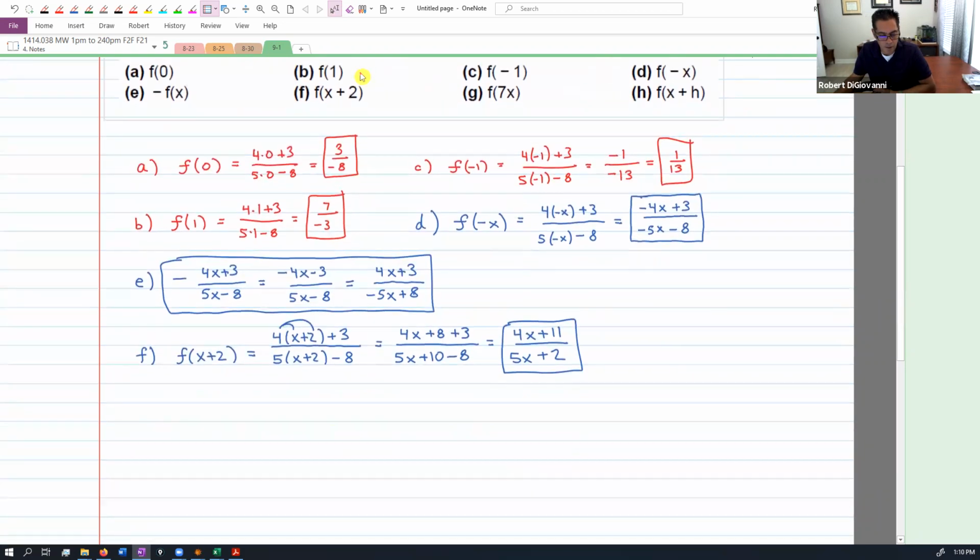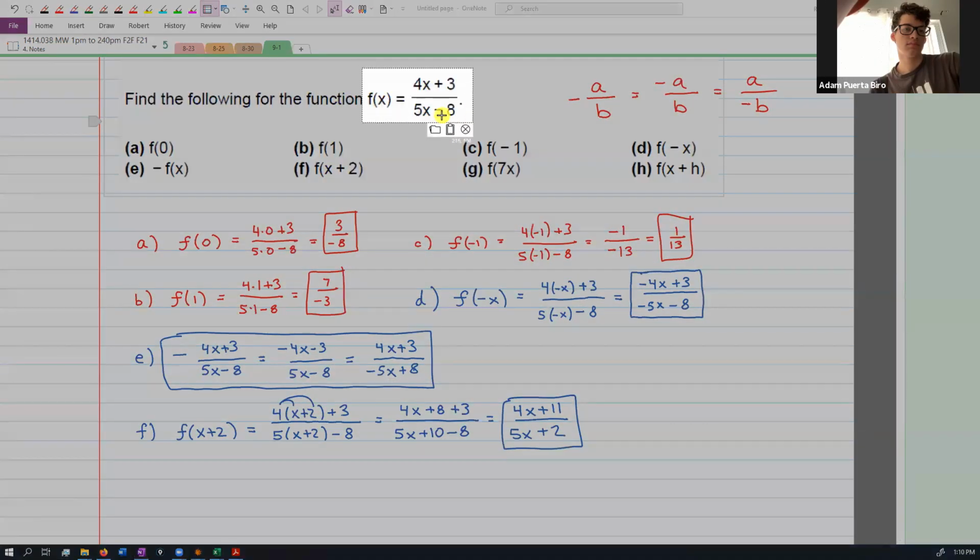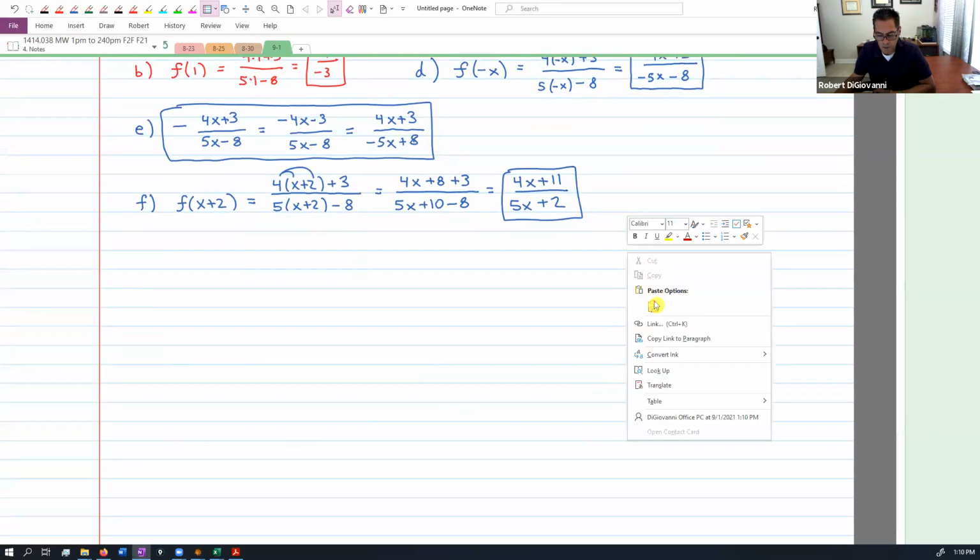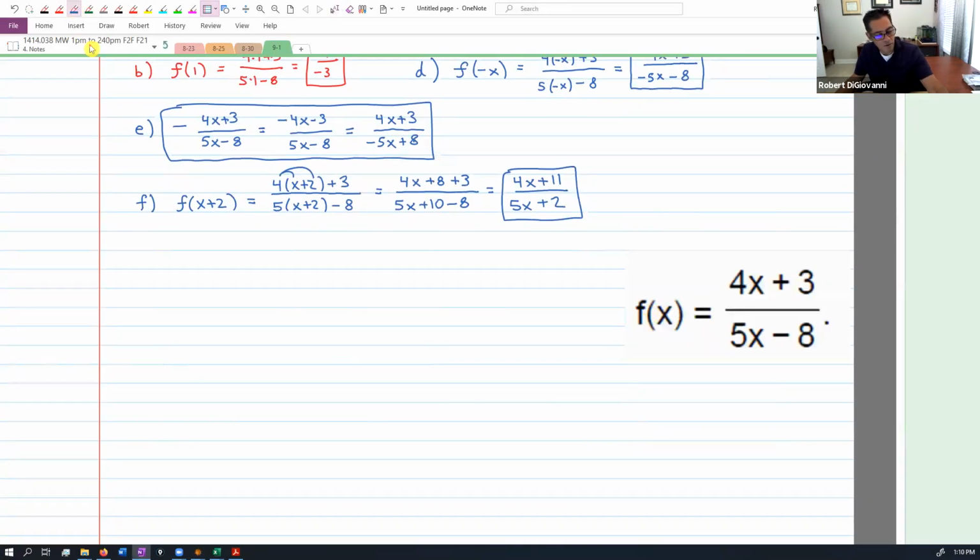Okay, I'm going to copy this because I'm going to have to scroll down. So put it right here. So the next thing we want to do for G is we want to find out what is f of 7x. So I go to this function, I replace all the x's with 7x's. So 4 times 7x plus 3 over 5 times 7x minus 8. And now when I multiply, 4 times 7, that's 28. So 28x plus 3. And on the bottom, 35x minus 8.